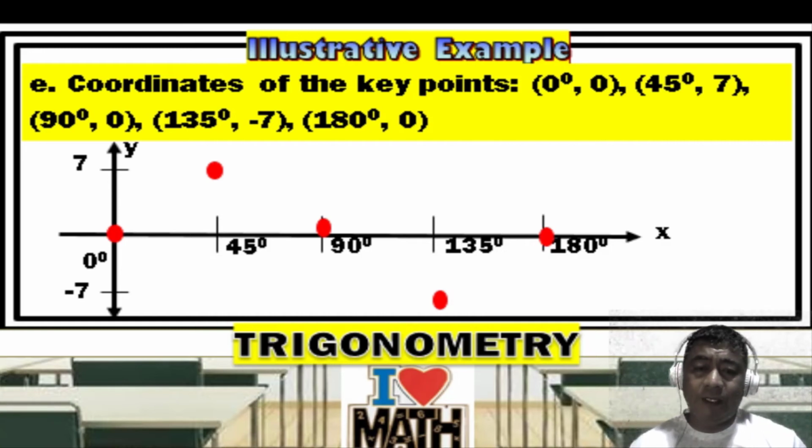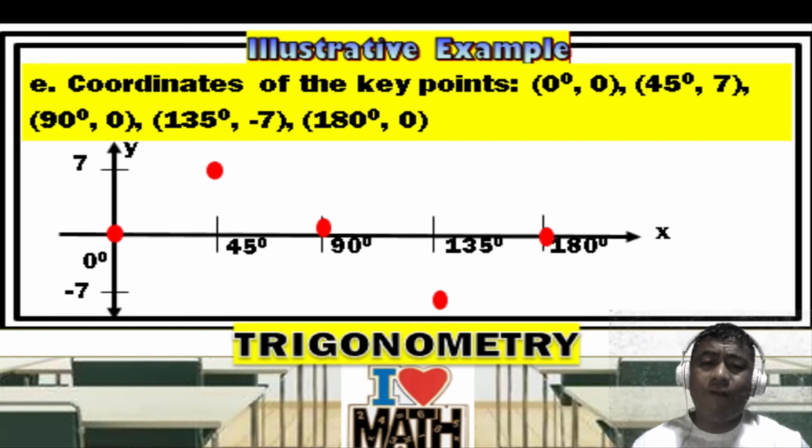For 45 degrees, if you multiply it by 2, that's 90 degrees. And sine of 90 degrees is 1 times 7. So we have the maximum ordinate, which is 7. So we have the coordinates 45 degrees and 7. For 90 degrees, times 2 is 180, sine of 180 degrees is simply equal to 0. So we have the coordinates 90 degrees and 0.